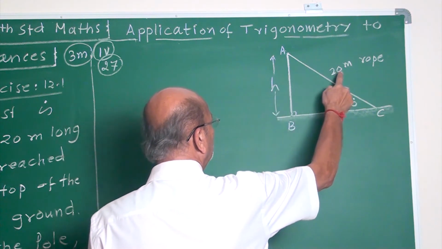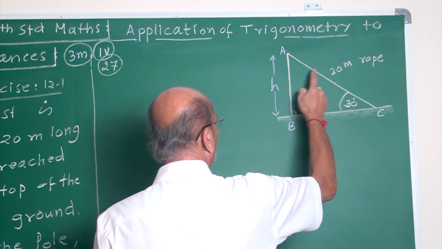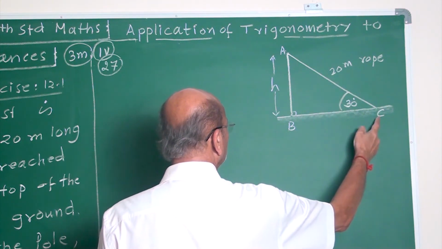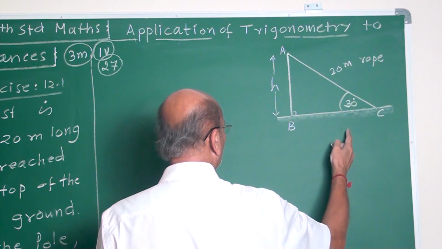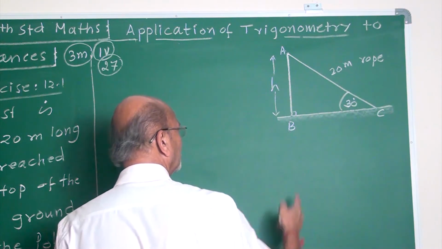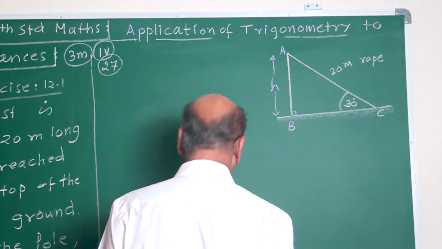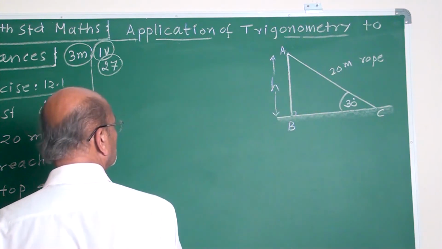Then opposite and hypotenuse means you must take sin 30. If BC is asked, you have to take cos 30. If any one of these is given, this is 20, you have to take tan. Now this is the given scenario.